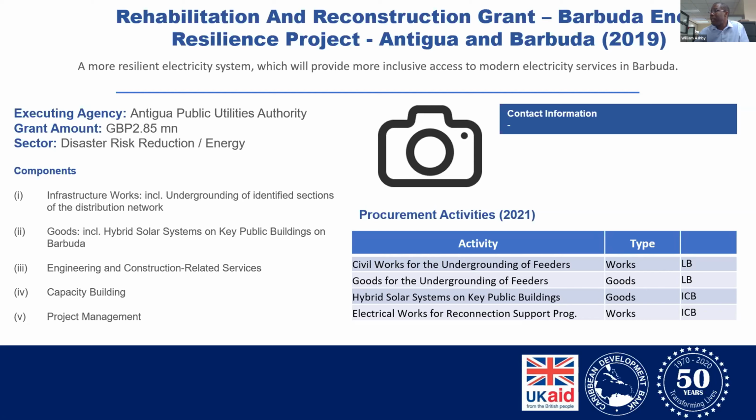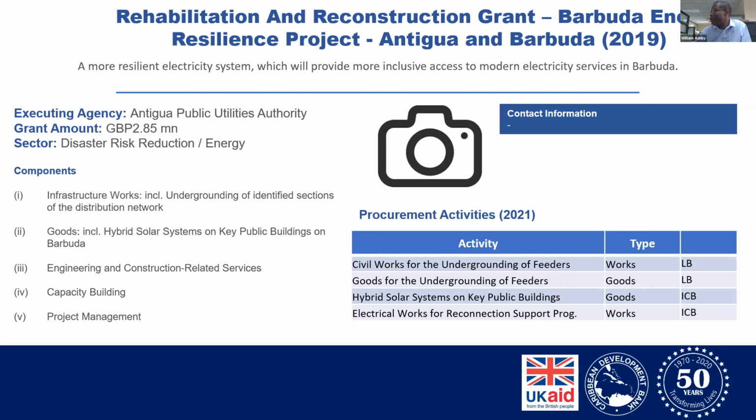So this particular project involves the components you see on the left, and I'll generally scan through them quite quickly so I don't go over my time by too much. You'll see all of the information presented on the screen. There will be some infrastructure works, including undergrounding of sections of the distribution network, and the opportunity for some goods supply and installation, hybrid solar systems on key public buildings, some consulting services opportunities, engineering and construction related services, and capacity building and project management.